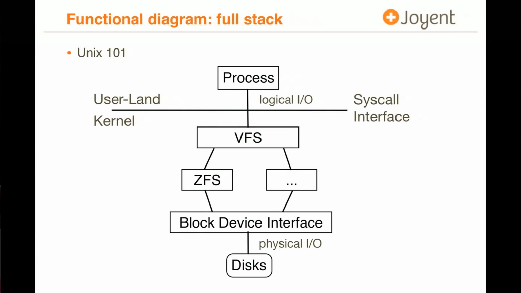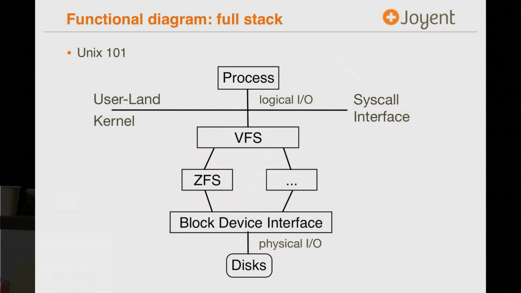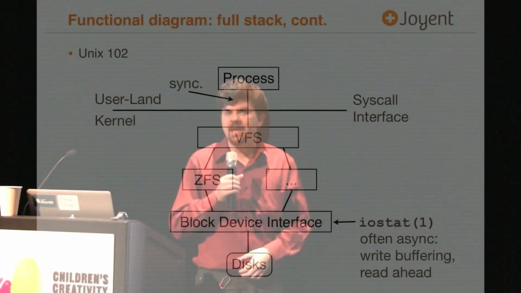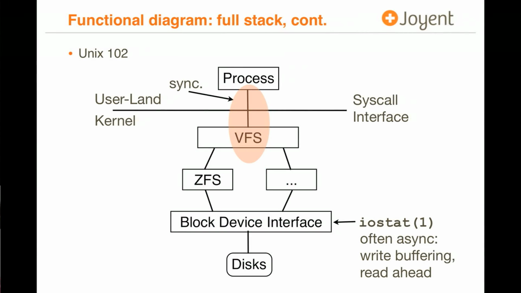So starting with Unix 101, a functional diagram of what the full stack looks like. We have logical I/O at the top. That's what the process is doing to the file systems via the virtual file system layer. Way at the bottom, you've got physical I/O going to the disks. And when you're using iostat, the I/O that you're looking at is often asynchronous with regard to the process.